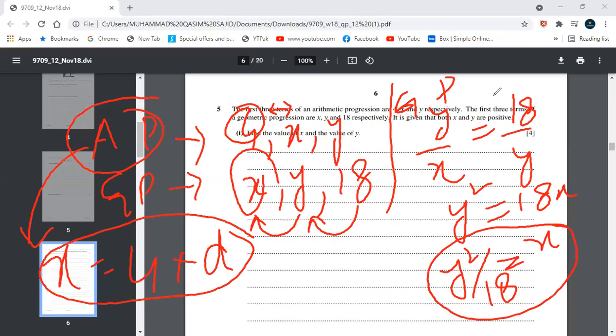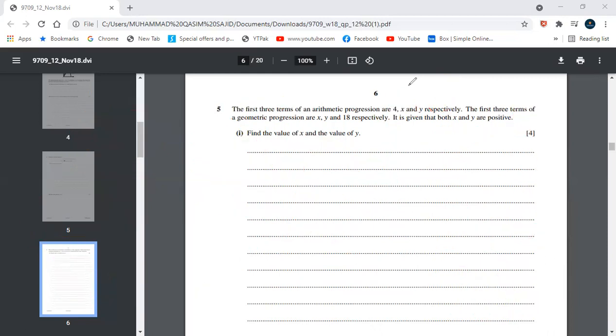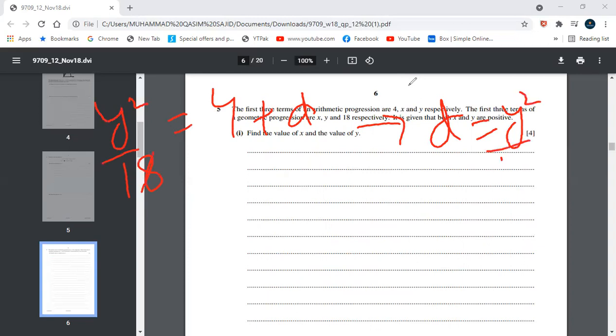Now I am going to erase it. आपने लिख लिया सारा? Yes, sir. Okay. So the values are basically for geometric, y square upon 18, and I am comparing it equals 4 plus d. Now for d, from here d equals y square upon 18 minus 4. Okay, is this clear?